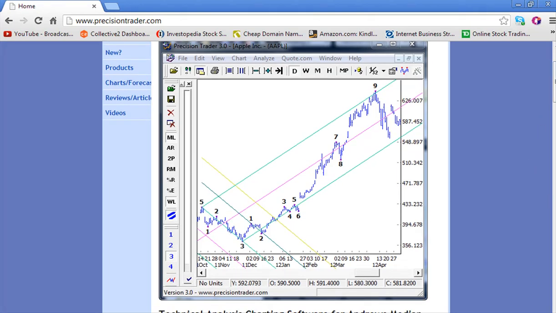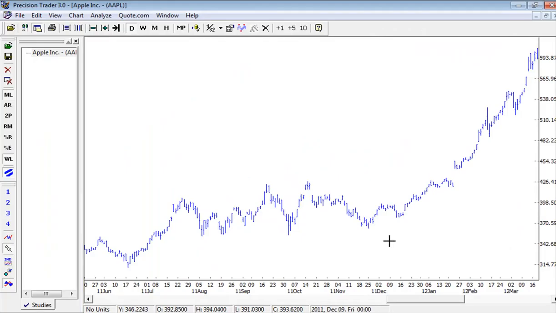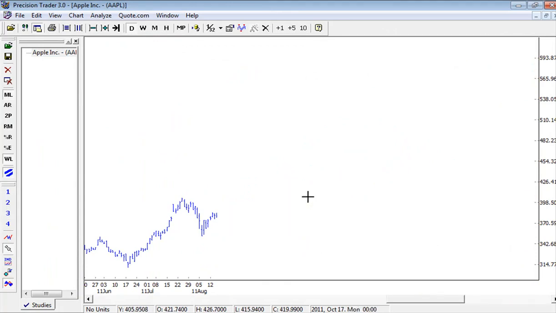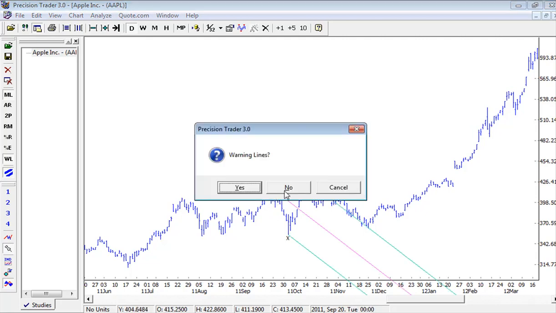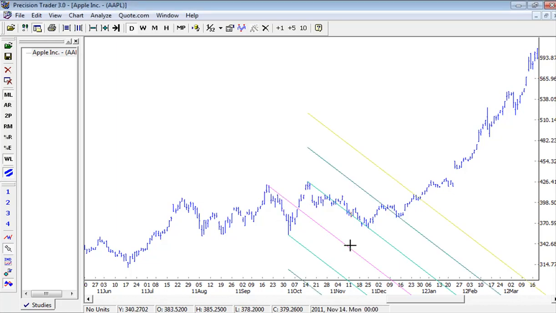All right, well let's take a quick peek here. Where do we go? Right there. Okay. In using Andrew's lines, one of the things you want to look for is whether or not prices make the median line. And so you take your 3 points and you see whether or not prices have made the median line.